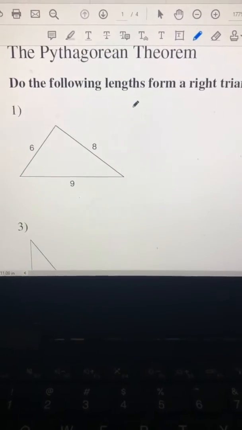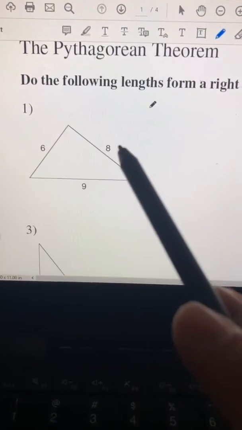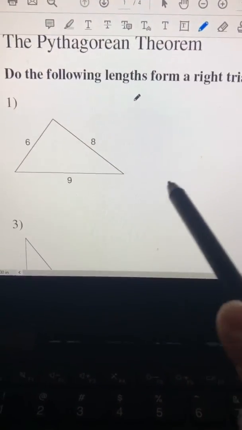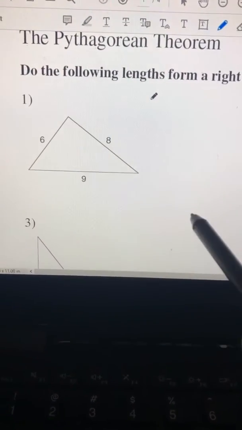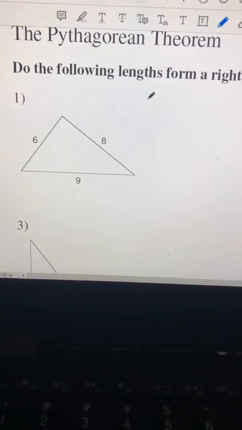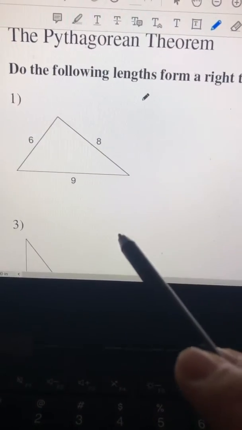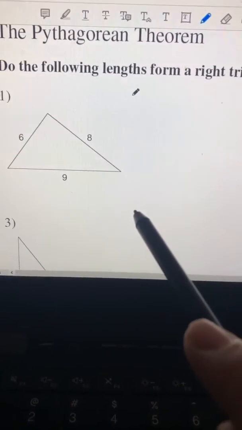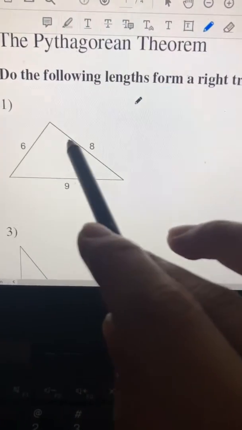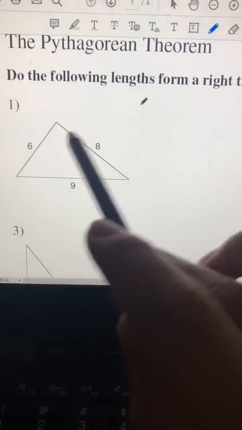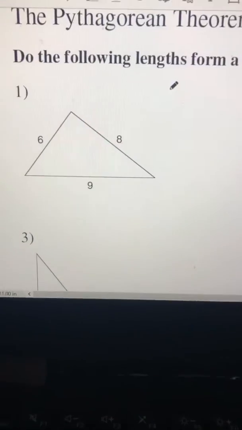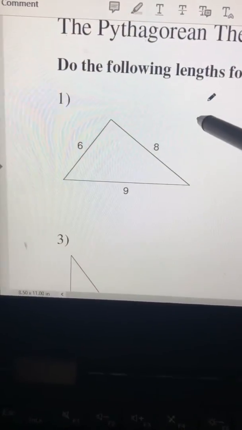Alright, so for the first couple of problems, the 6 through 6 I believe, it asks you to see if this would form a right triangle. So you're not being told that it is. So you cannot use the Pythagorean theorem to find any lengths unless you know it is a right triangle. You'll notice that none of the angles have that 90-degree indicator. So what we're going to do is write down the Pythagorean formula first.